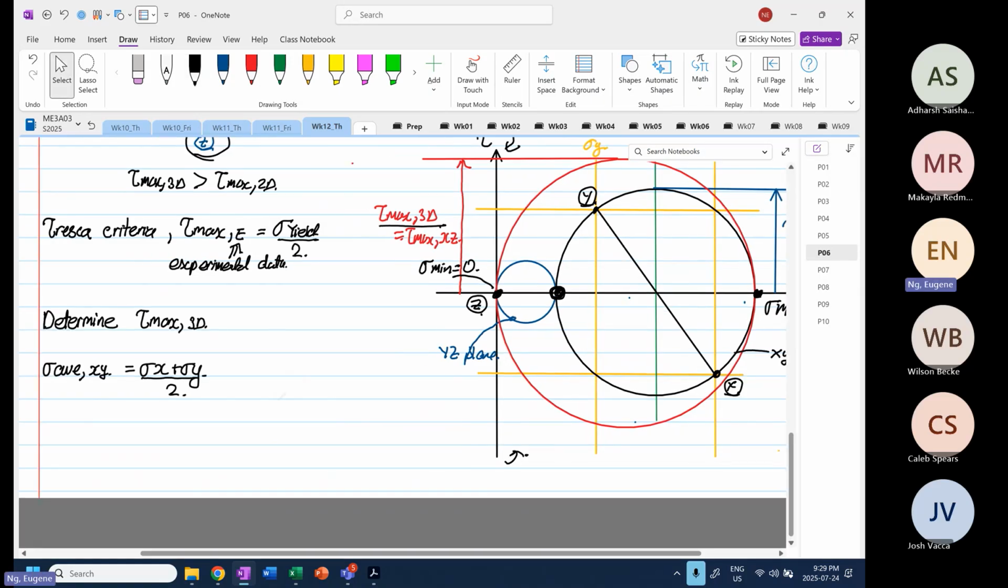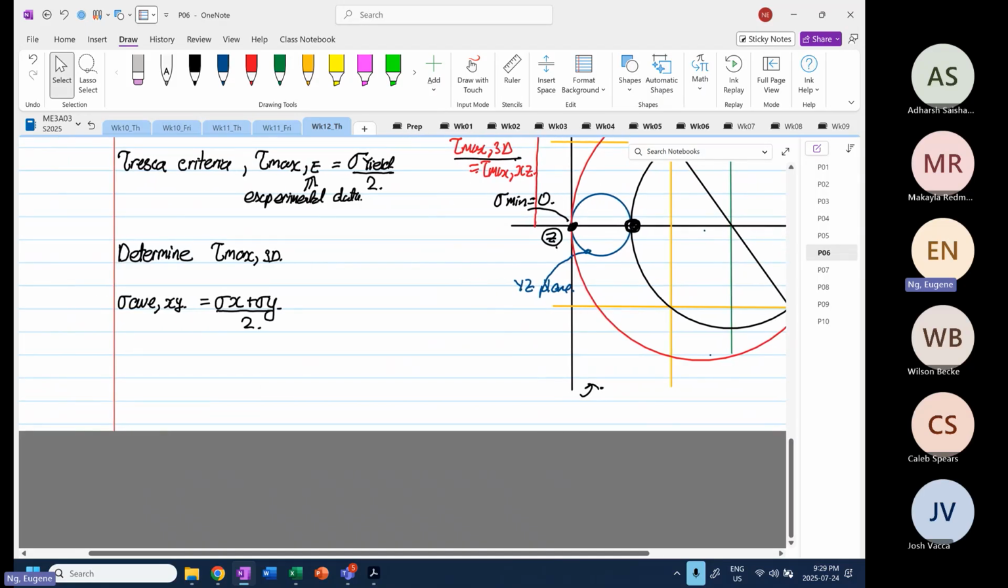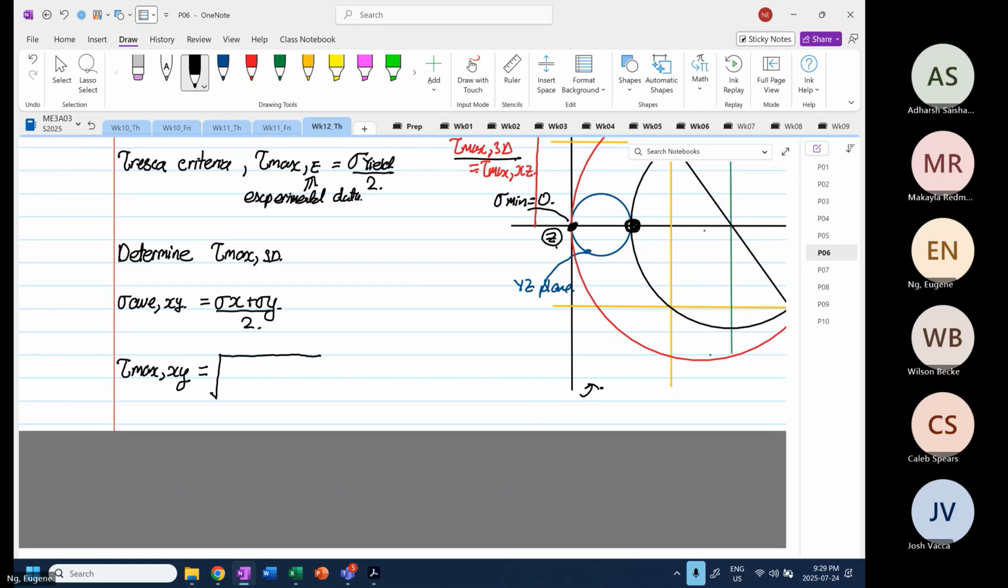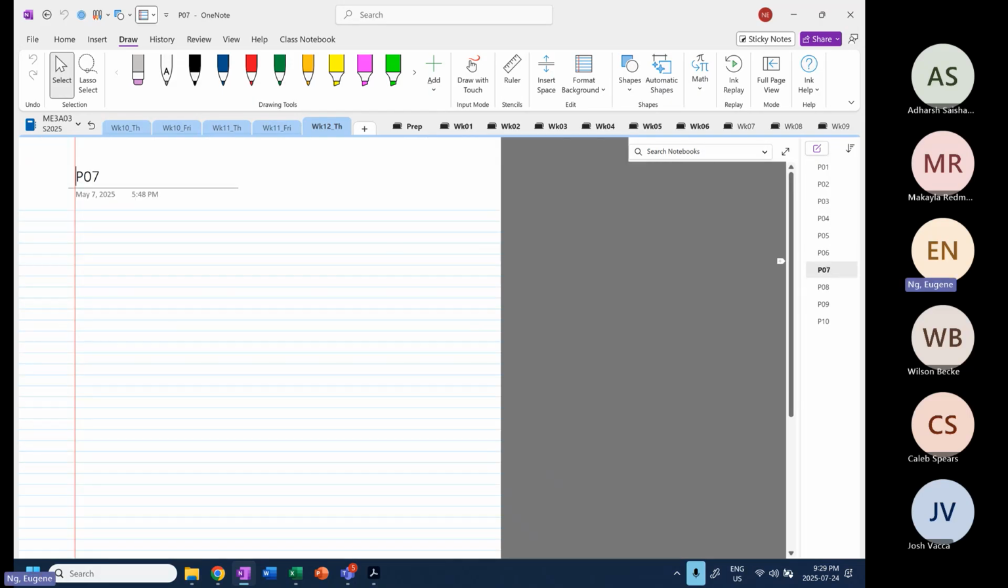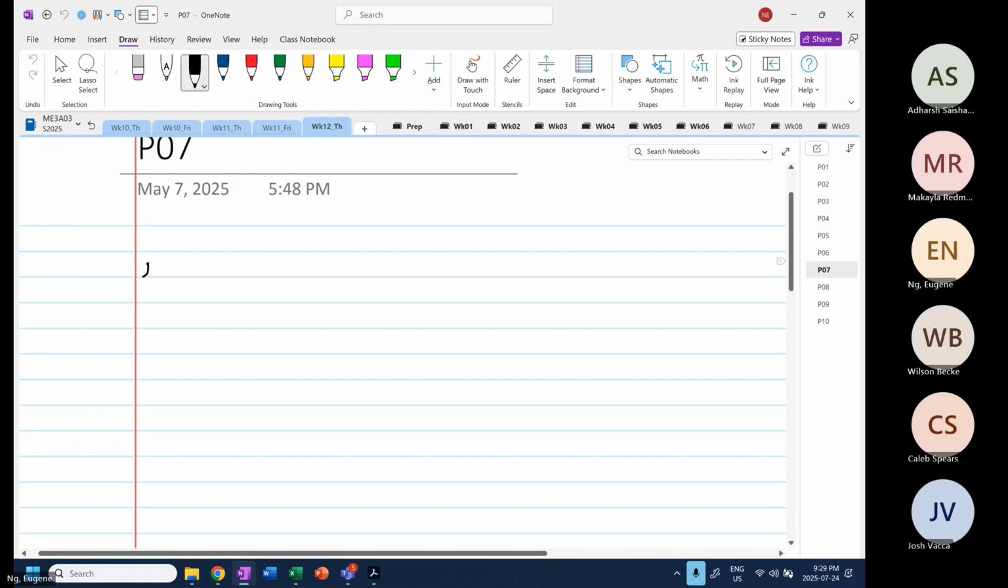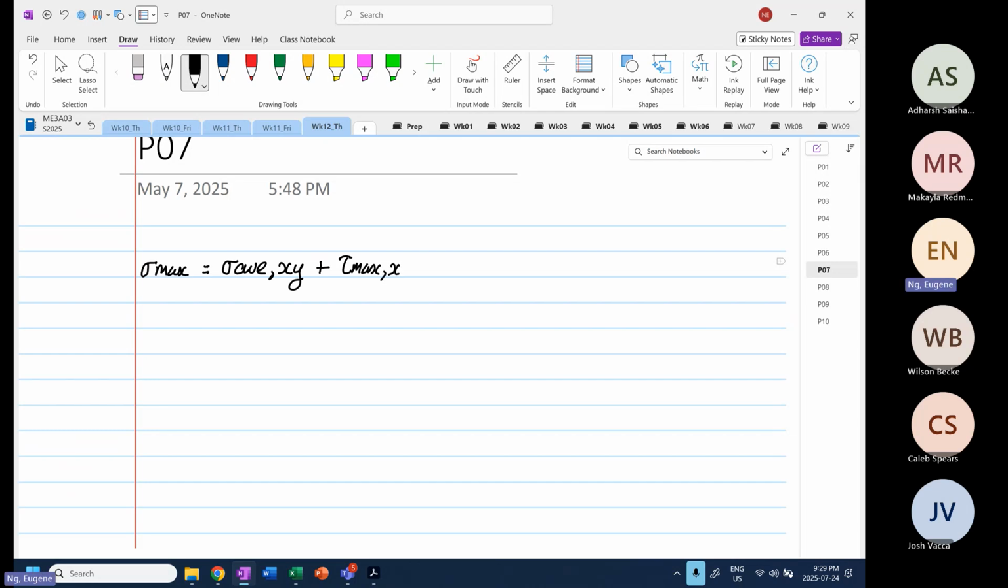The next thing we're going to do is calculate the radius, or tau max, at the XY plane. This is equal to the square root of stress X plus stress Y divided by 2, squared, plus shear XY squared. Then I'm going to go to the next page. We know that stress max is equal to stress average for the XY plane plus tau max for the XY plane.